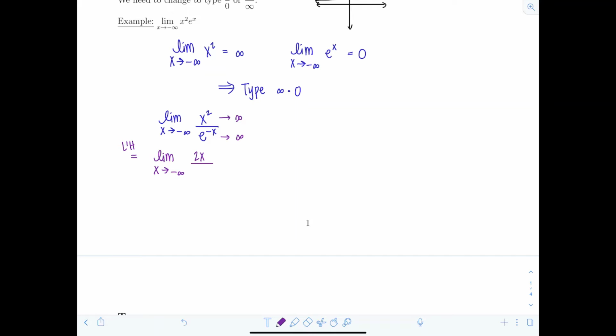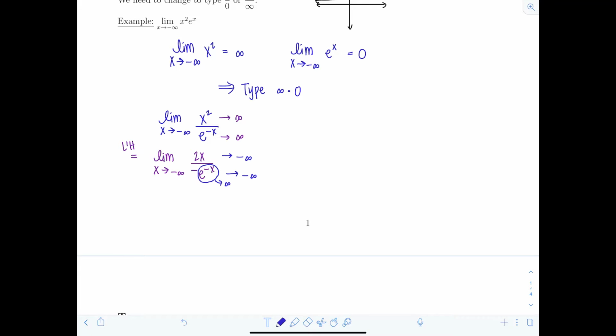So derivative of e to the negative x, using the chain rule, that's going to be negative e to the negative x. All right, so far so good. Now let's check. As x goes to negative infinity, my numerator, 2x, is going to be approaching negative infinity. And the denominator, so I have e to the negative infinity, so e to the infinity. So this part here is approaching infinity, but then I have a minus sign in front of it. So the denominator is approaching negative infinity.